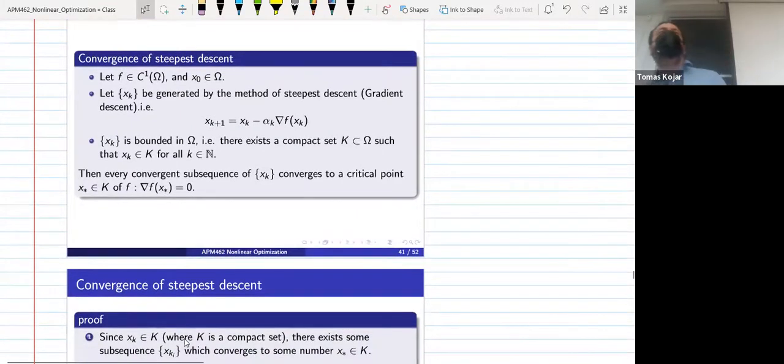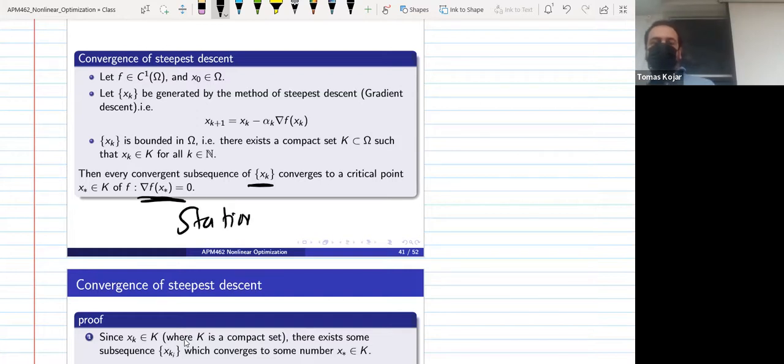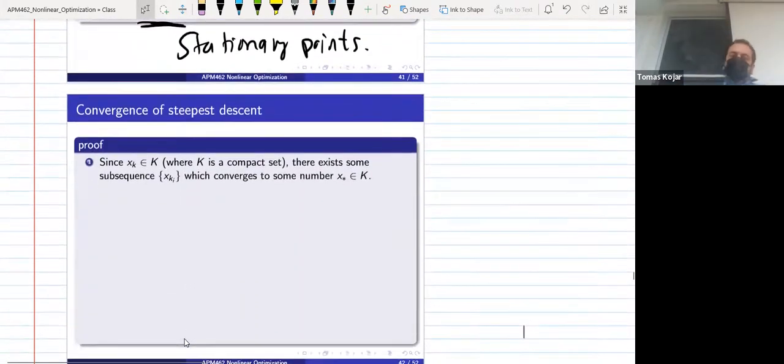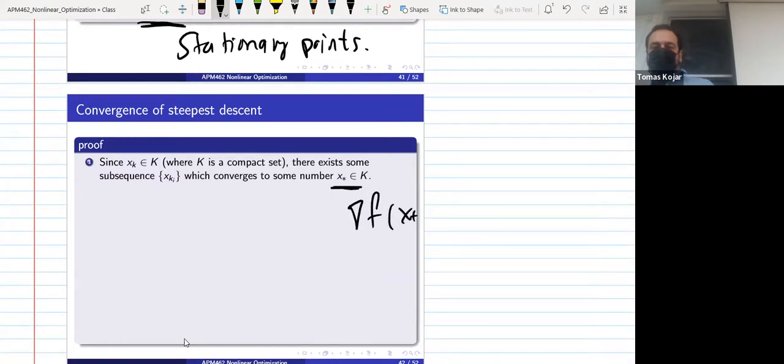And we will prove the most interesting result of this material: it actually converges to a stationary point. Newton's method is root finding, gradient descent is finding the stationary points. All right, good. Let's go. x_k is a sequence in a compact set, so there's a subsequence that converges to some number, and we will show that the gradient of this guy is 0.